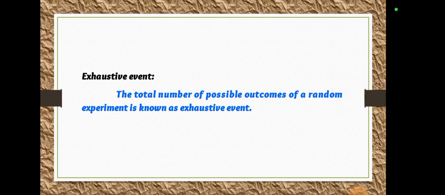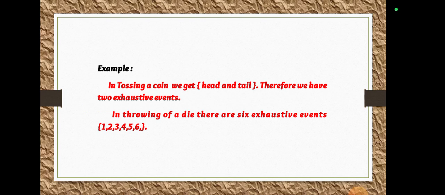Exhaustive events. The total number of possible outcomes of the random experiment is known as the exhaustive events. Example: tossing a coin is a random experiment. We get the result head and tail. Therefore, we have two exhaustive events. Throwing a die is a random experiment. We get the result 1, 2, 3, 4, 5, 6. That is called the exhaustive events. We have 6 exhaustive events from a die and 2 exhaustive events from a coin.